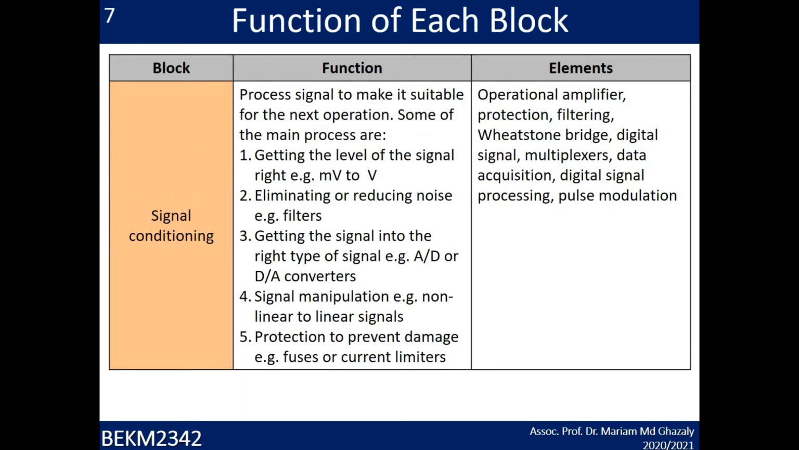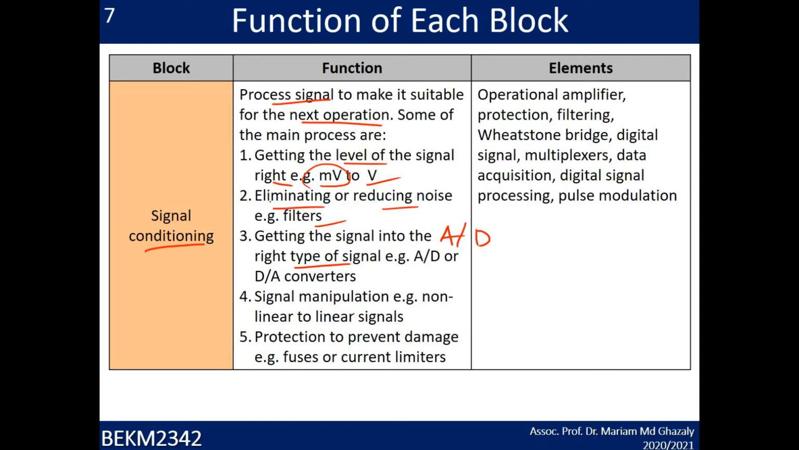And the next block is the signal conditioning block. So the function is to process the signal to make it suitable for the next operation. Means that if either you want to record it or you want to collect the data for the next process, control. So an example is getting the level of signal right, which is either you want to amplify it from millivolt to voltage, or you want to eliminate or reduce noise using a filter, or you want to get the right type of signal. It's either analog or digital.